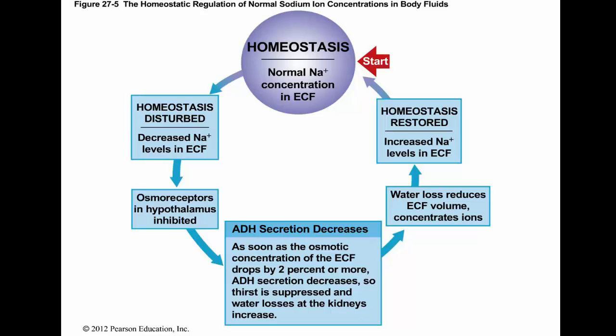As soon as the osmotic concentration in extracellular fluid drops by 2% or more, antidiuretic hormone secretion decreases. So thirst is suppressed and water losses in the kidney increase. And that means that there is a net loss of water, and water loss is reduced in the extracellular volume and the ions become more concentrated. That means that there will be an increase in sodium ion levels in the extracellular fluid. Homeostasis is again restored.